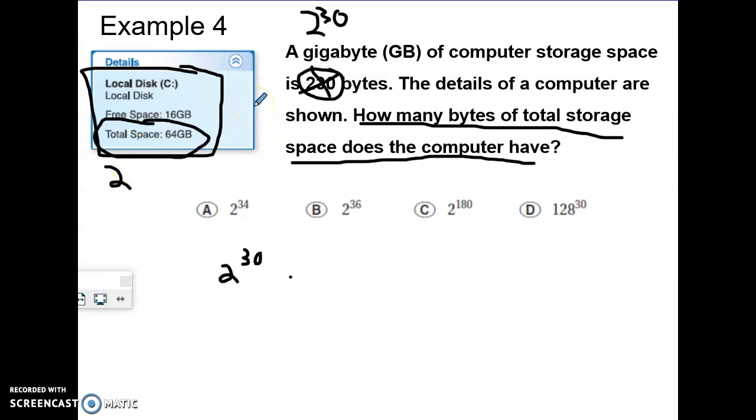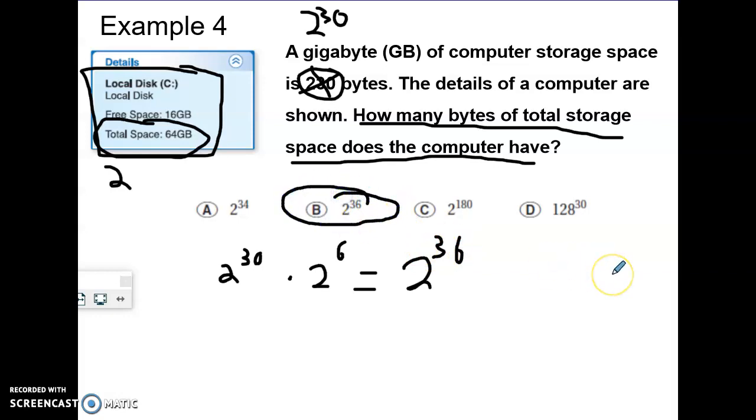Okay, 2 times 2 is 4, times 2 is 8, times 2 is 16. What are you going to get? 2 to the what? If I do that, I end up getting 2 to the 6 gives me 64. Okay. So I'm multiplying them together. When I do this, remember your base stays the same, and you just add your exponents. So 30 plus 6 gives me 36. So based on this, I would pick your answer as B. Okay. That's how much total storage, if I'm going to keep it in exponent form, that my computer would have.